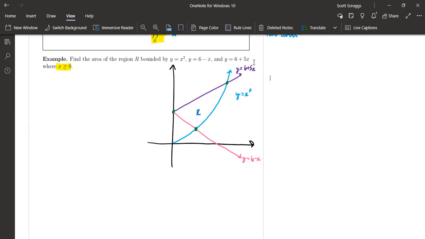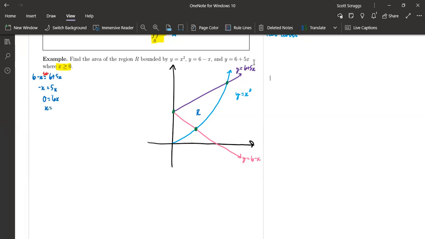So 6 minus x, let's set that equal to the other line, 6 plus 5x. Let's solve. Well, first you need to notice that the 6's are going to cancel themselves out. If I subtract both sides by 6, I'll get negative x equal to 5x. And then if I move one of them to the other side, I'll get 0 equals 6x by adding x to both sides. And there's only one solution to that, and that is when x equals 0.